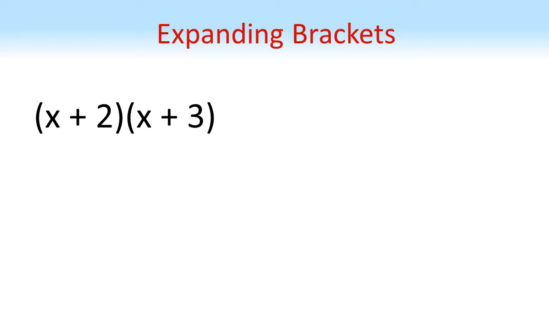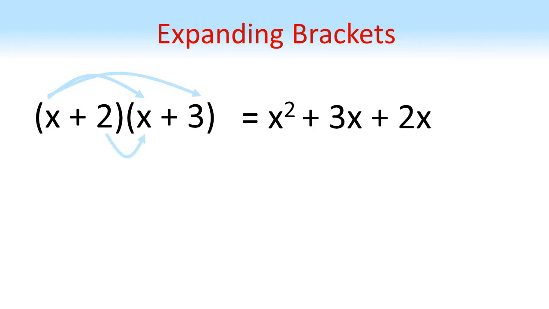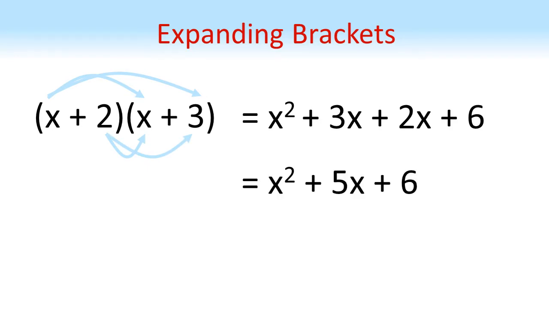If we expand this, we get x times x is x squared, x times 3 is 3x, 2 times x is 2x, and 2 times 3 is 6. We then collect the like terms in the middle and end up with x squared plus 5x plus 6, a quadratic.